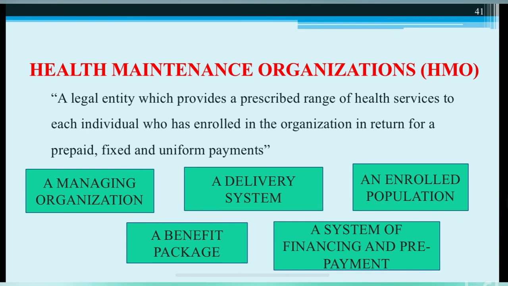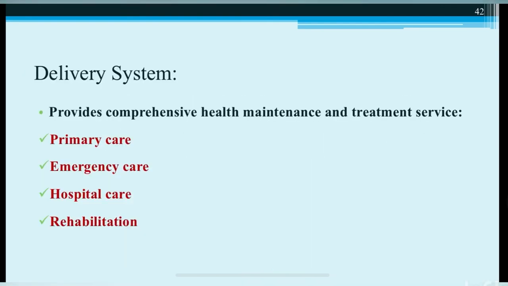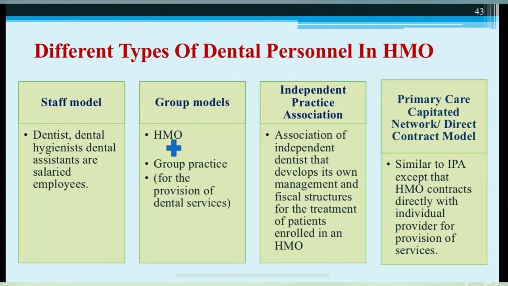Okay, so talking about the delivery system, it provides comprehensive health maintenance and treatment services. This can be given in terms of primary care, emergency care, hospital care, and rehabilitation. So what are the different types of dental personnel in HMO? Basically, there are four models. The first one is staff model, second is group model, third one is IPA, that is Independent Practice Association, and the last one is primary care capitated network or direct contract model.